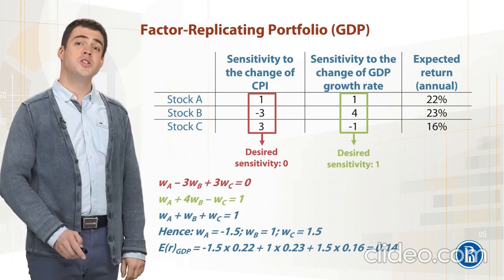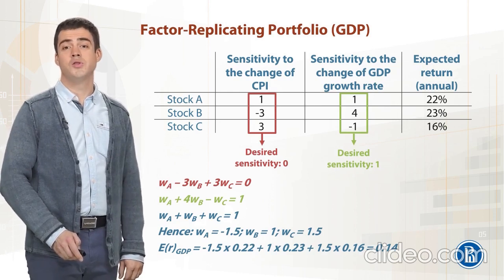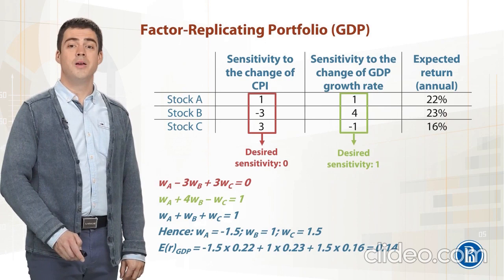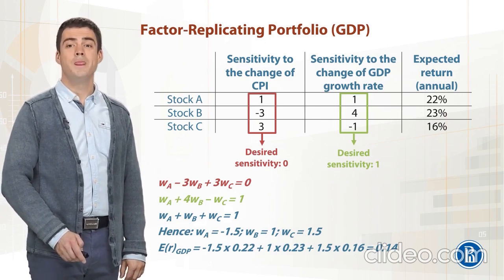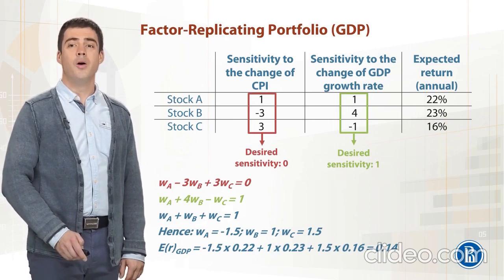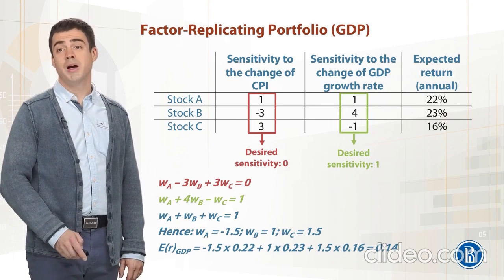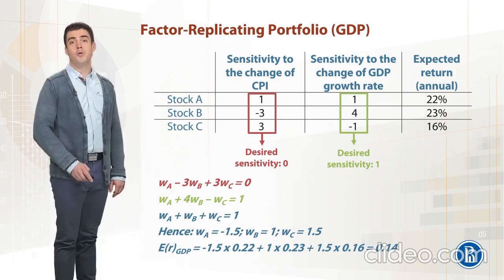And again, this system has just a single solution, and we should short sell 150% of stock A while having 100% of stock B and 150% of stock C in our factor replicating portfolio, which will have the expected return equal to 14%.